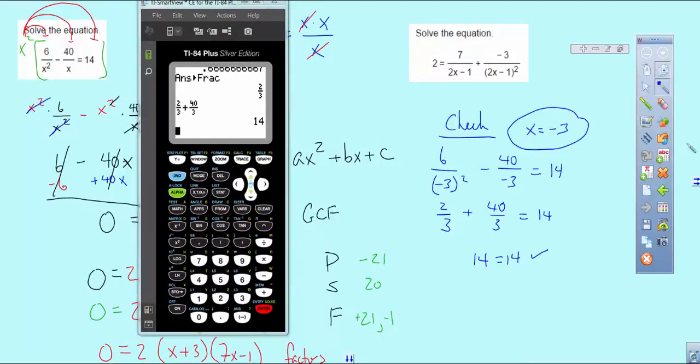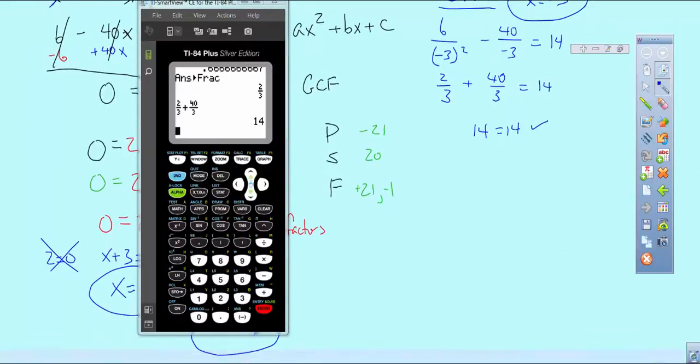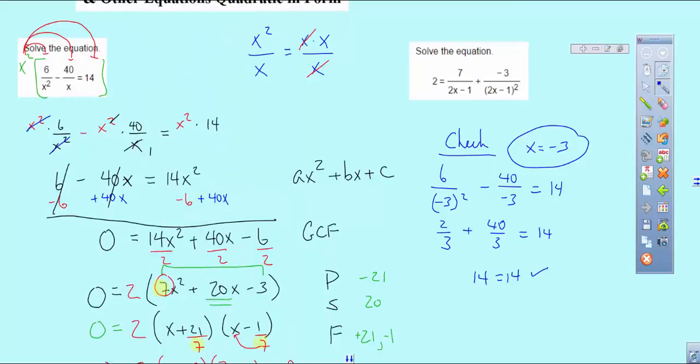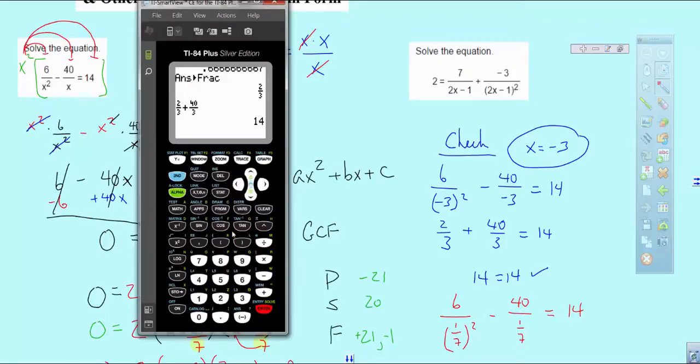But now we have a second one to test, and our second one that we got down here was 1 over 7. It's going to be a little more complicated to plug in, but we still do the same thing. So we have 6 times 1 over 7 squared minus 40 times 1 over 7 is equal to 14. So that's what we're looking for. Pull out our calculator, and this time let's plug the whole thing in. So let's do 6 alpha 1. Let's put our fraction in. So we got a fraction inside of a fraction.